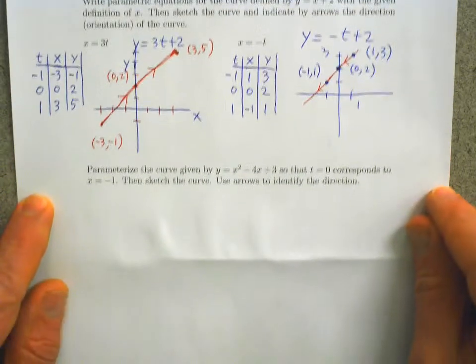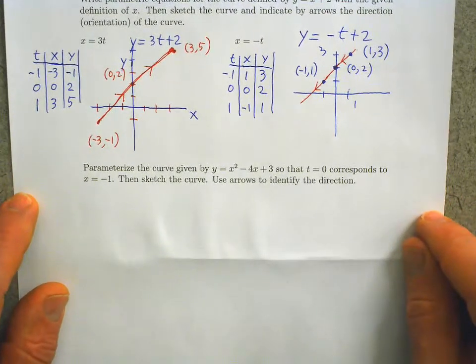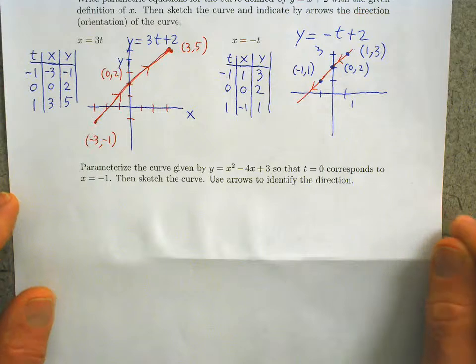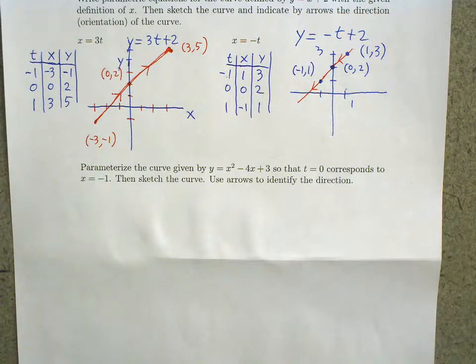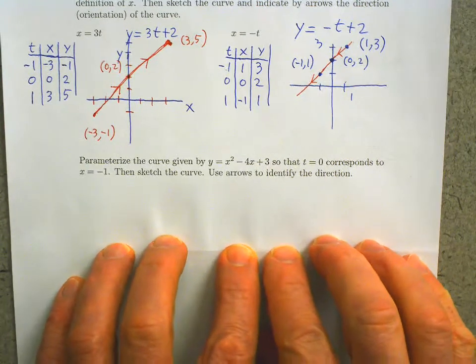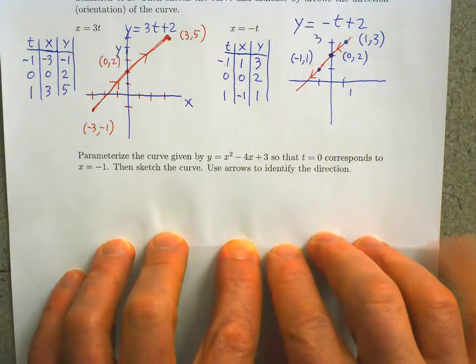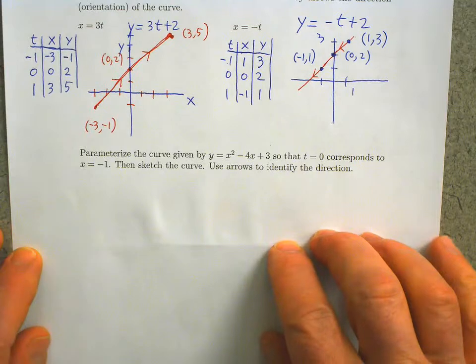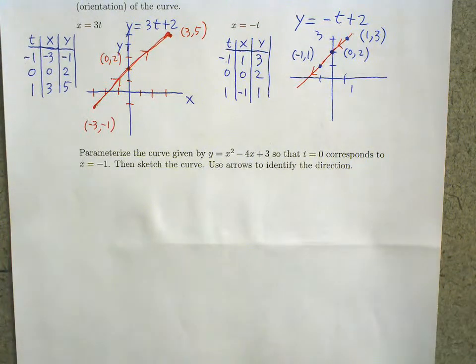Okay, next example. Let's parameterize the curve given by y equals x squared minus 4x plus 3, so that t equals 0 corresponds to x equals -1. Well, there's more than one way to do it.